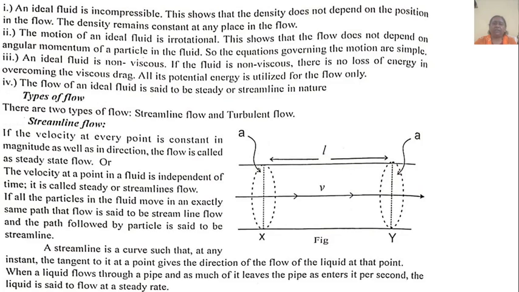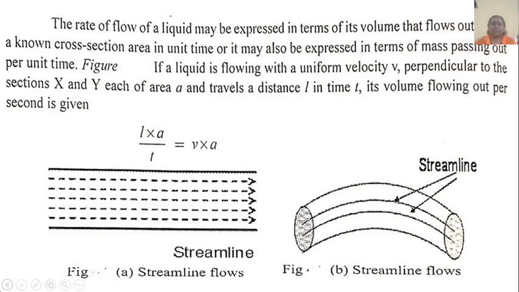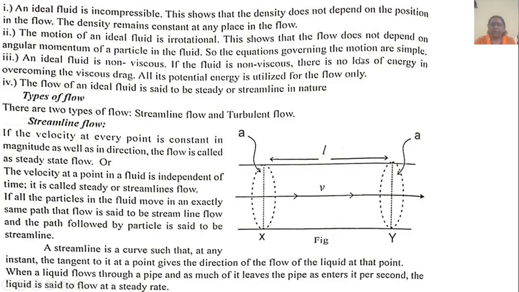If all the particles in the fluid move along exactly the same path, that flow is said to be streamline flow, and the path followed by the particles is said to be a streamline. See in the figure here, that is a streamline flow as shown in the figure. A streamline is a curve such that at any instant the tangent to it at any point gives the direction of the flow of the liquid at that point.